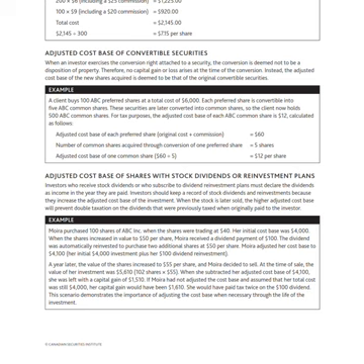A year later, the value of the shares increased to $55 per share, and Moira decided to sell. At the time of sale, the value of her investment was $5,610, 102 shares at $55. When she subtracted her adjusted cost base of $4,100, she was left with a capital gain of $1,510.